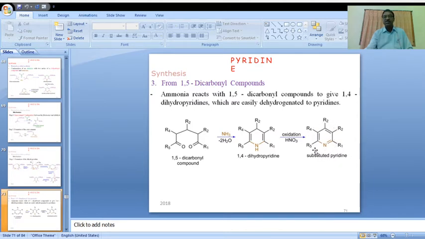Substituents are there, R1, R2, R3, different alkyl groups, bonded and attached on the cyclic ring. It is another type of preparation of pyridine. Okay.